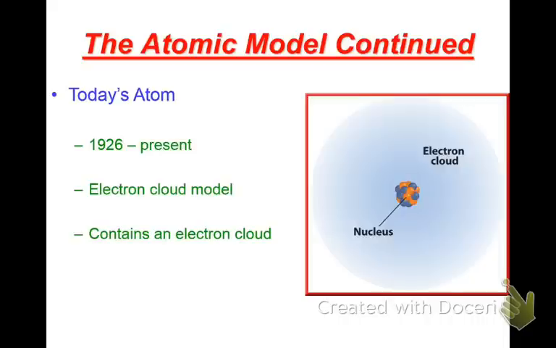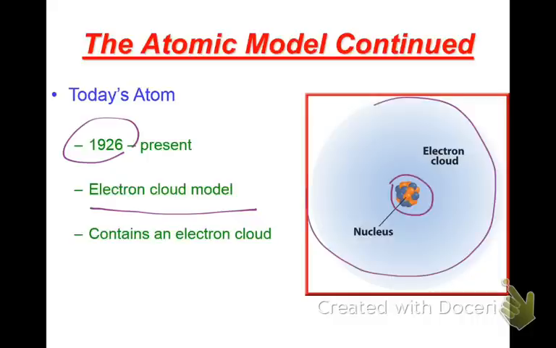There was the plum pudding model, which we might talk about in class a little bit, and I'll show you that. But today's atom, representative of about 1926, was when the current atom was kind of put together. We call that the electron cloud model, where you have this center nucleus and the outside electron cloud where all these negatively charged electrons live.